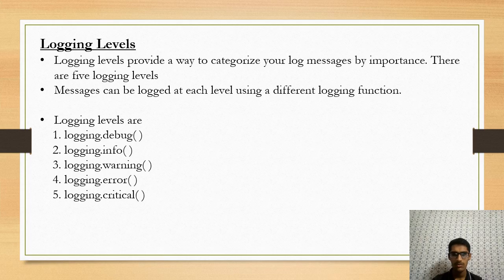Levels in the logging module. Logging levels provide a way to categorize your log messages by importance. There are 5 logging levels. Messages can be logged at each level using different logging functions. The levels of logging are logging.debug, logging.info, logging.warning, logging.error, and the last is logging.critical.